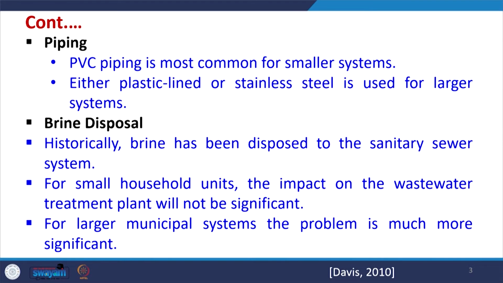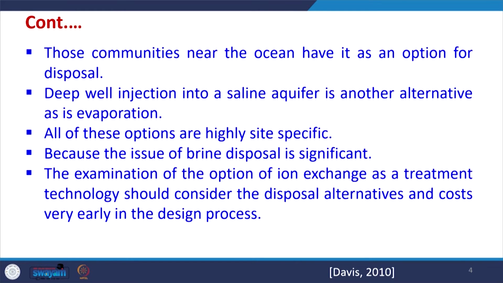Now, in addition, for piping, PVC piping is most common for smaller systems. We can use plastic lined or stainless steel ones for larger systems. Then the brine solution which is used for regeneration has to be disposed to the sanitary sewer systems, etc. For small household units, the impact on the wastewater treatment plant will not be significant, but for a large municipal system the problem is much more significant. So, we have to check how to treat the water which is coming out after the regeneration. That aspect is very important.